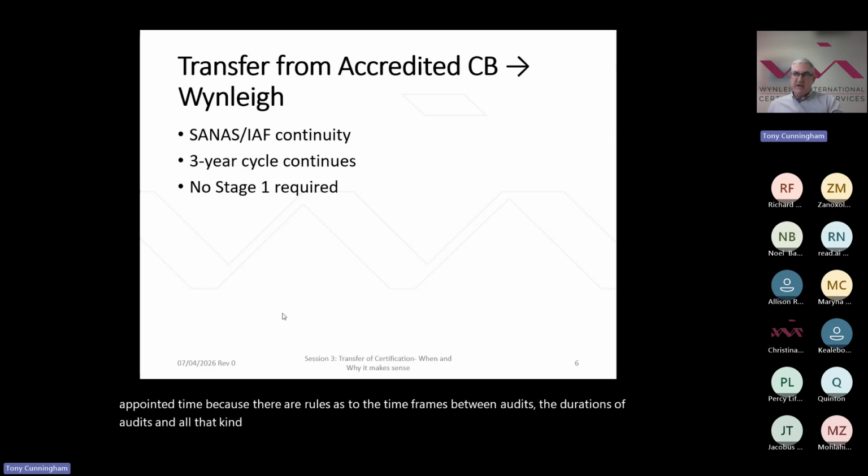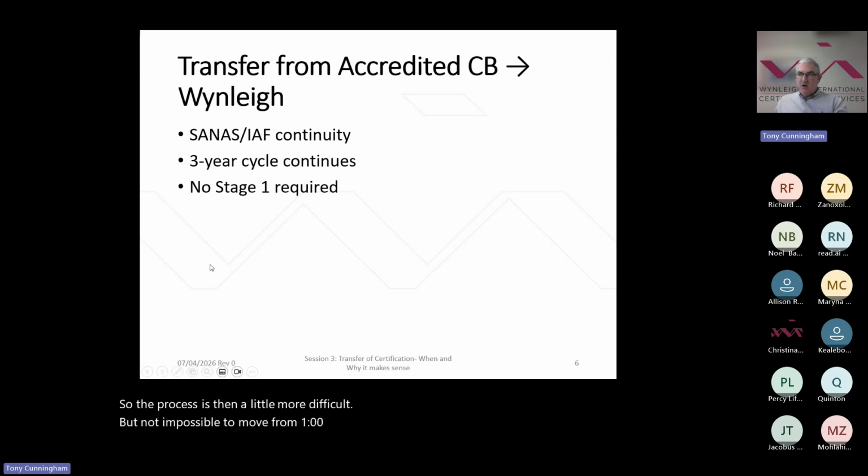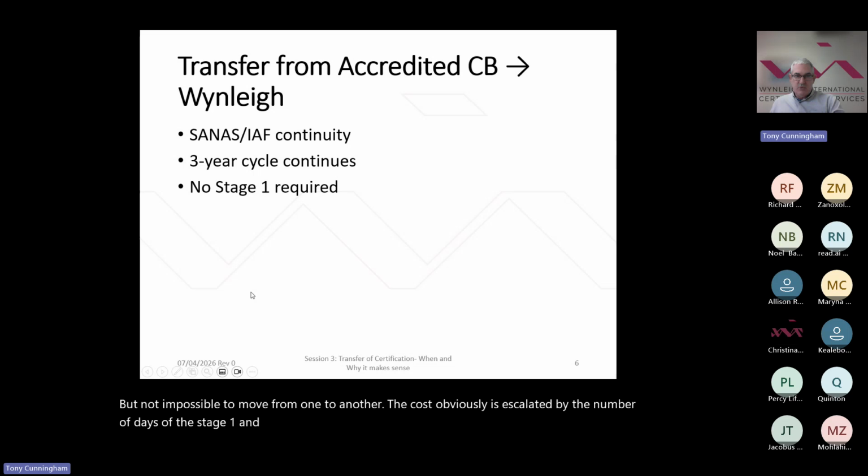If the issuing certification body has not fulfilled their obligations correctly, we would be obliged to invoke a stage 1 and stage 2 initial audit. So the process is then a little more difficult, but not impossible, to move from one to another. The cost obviously is escalated by the number of days of the stage 1 and stage 2 audit. And that's not a rule that we set out. That's a rule that is in the IAF MD2 that guides us on these processes.